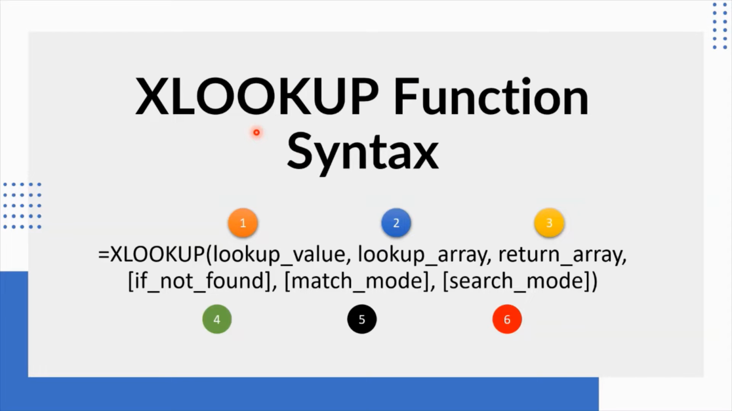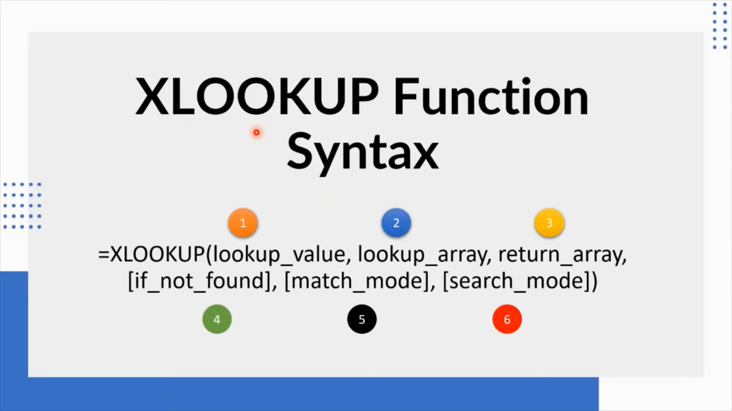Now let's jump onto the function syntax. The XLOOKUP function has 6 arguments, 3 mandatory and 3 optional. The first one is lookup value, the value that you are looking for. The second one is lookup array, the array in which you are looking for the lookup value. The third one is return array, the array from which you want to fetch the value. The fourth one is if not found. It's a kind of error handling, the value to return in case the lookup value is not found. In case you don't specify this argument, a #N/A error would be returned.